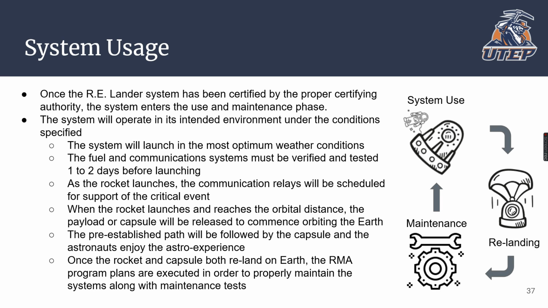When the rocket launches and reaches the orbital distance, the capsule will be released to commence orbiting the Earth. The pre-established path will be followed by the capsule in order to provide the astronauts an enjoyable astro experience. Once the rocket and capsule both re-land on Earth, the RMA program plans are to be executed in order to properly maintain the system along with the maintenance tests. This cycle is repeated throughout the usage of the system.